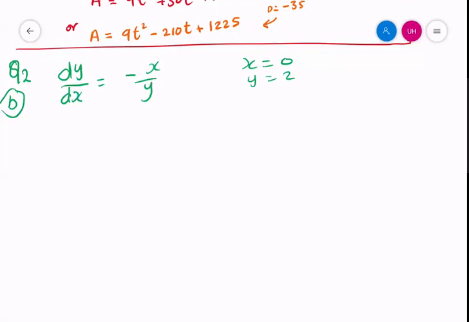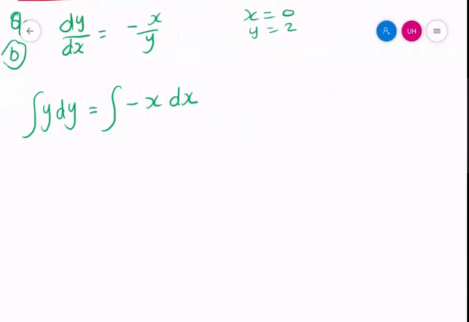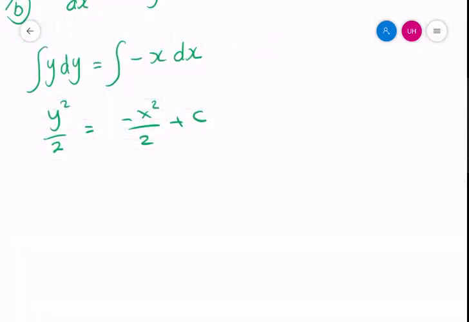Actually, sorry, it's y dy. So it's going to be the integration of y dy equals the integration of minus x dx. Okay. So we integrate y dy, so that will be y squared over 2 equals minus x squared over 2 plus c, right? To get rid of the 2, we multiply both sides by 2.